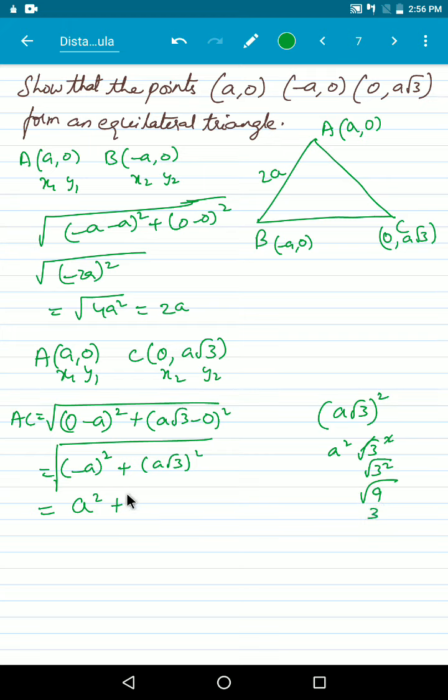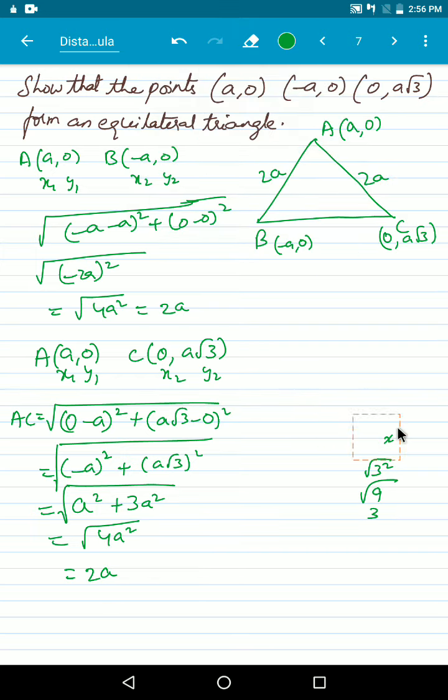So this is equal to how much? 3a square, but it is inside the root. Again it will be 4a square. If we add a square and 3a square, it will be 4a square. So root 4 is 2, root a square is a. So this is also 2a.